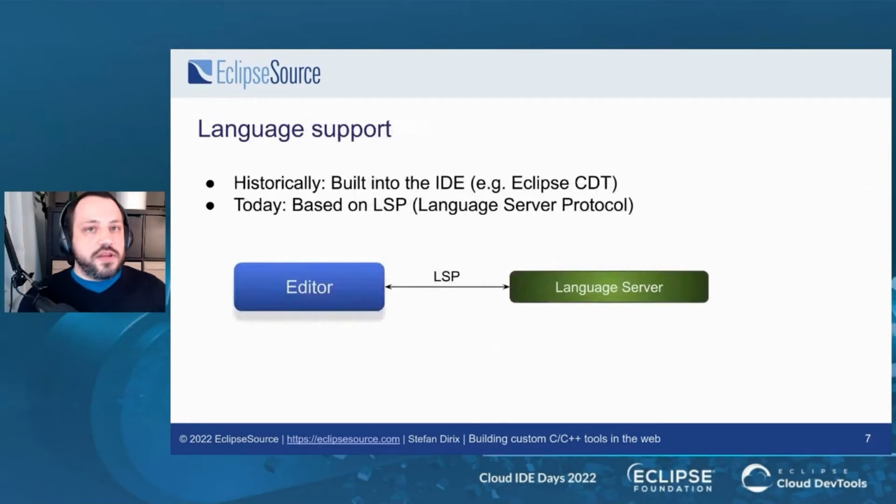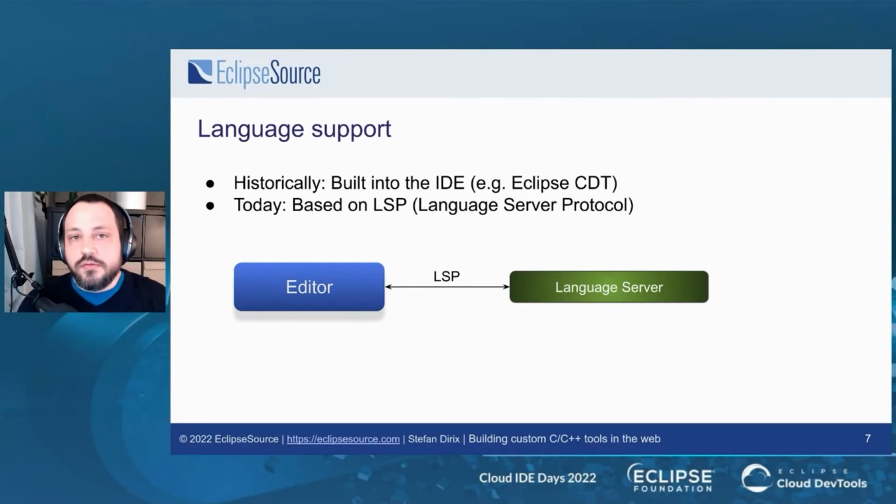So the first thing you have to think about is language support. Today, this is usually done via the language server protocol. You have an editor, it speaks this protocol, and you can bind arbitrary language servers to it. This is really a great concept because you can interchange editors and language servers as you see fit, and not everything needs to be known beforehand.